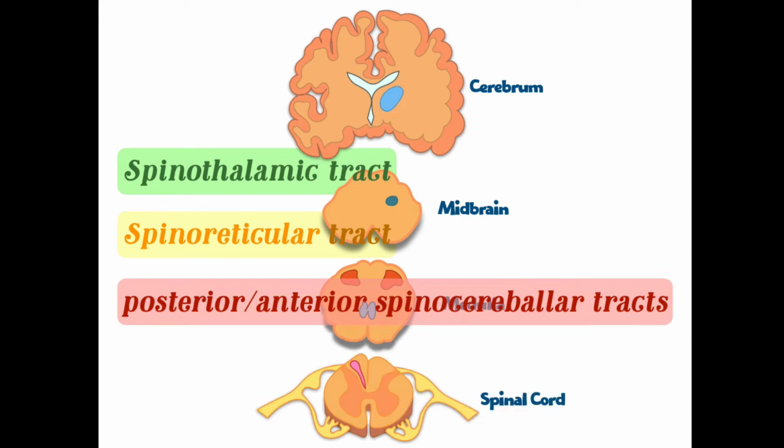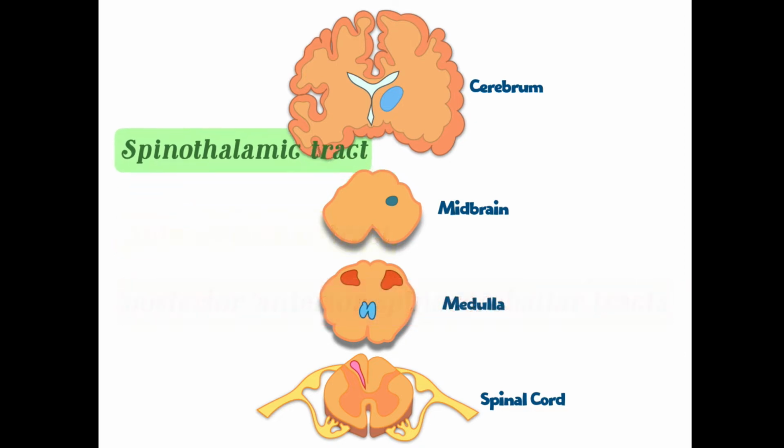And then the last one we're going to look at, and again, there's a lot that we can look at, there are different types, but we're just going to look at these three different ones. We're going to be looking at the spinocerebellar tract. Again, up the spine, and then it ends at the cerebellum in the brain. Okay? All right, let's go.